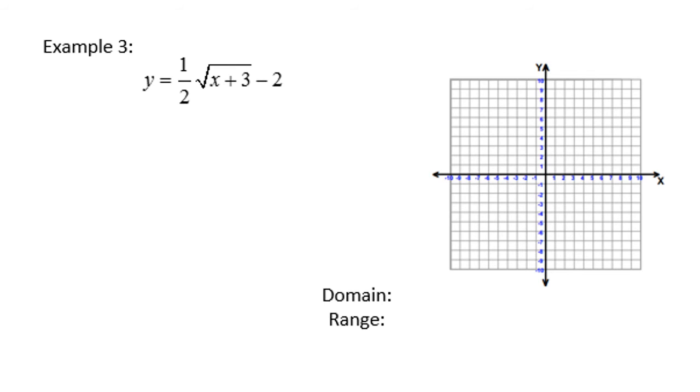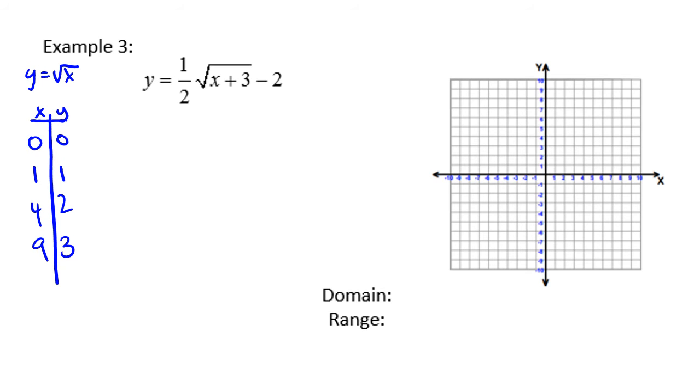Let's take a look at one more example for square roots. Let's start off with our table of 0, 1, 4, 9, 0, 1, 2, 3. I would recommend memorizing that, or you can always recreate it by using that parent function.